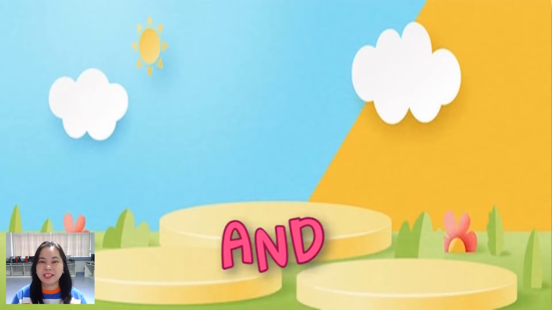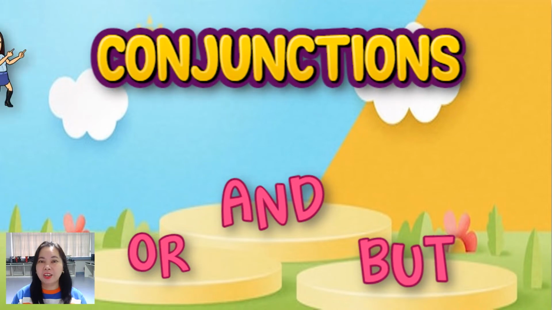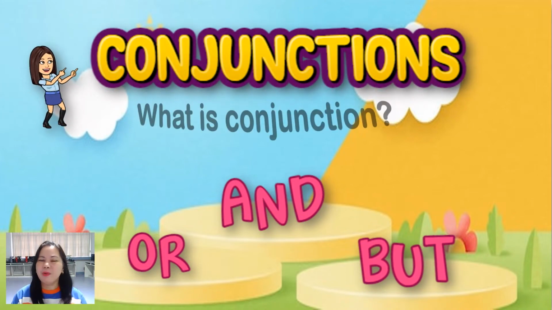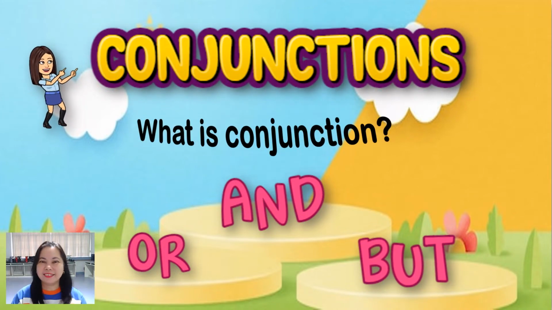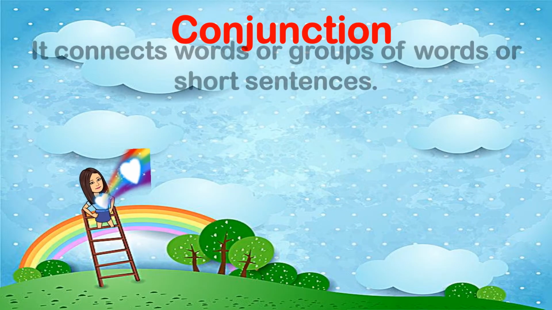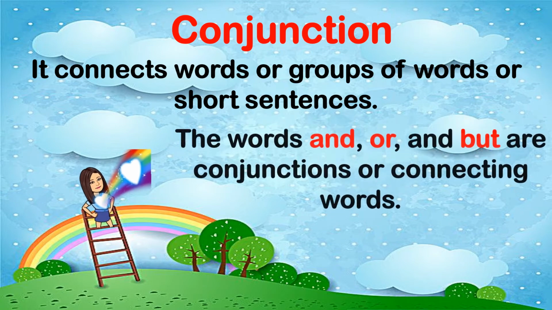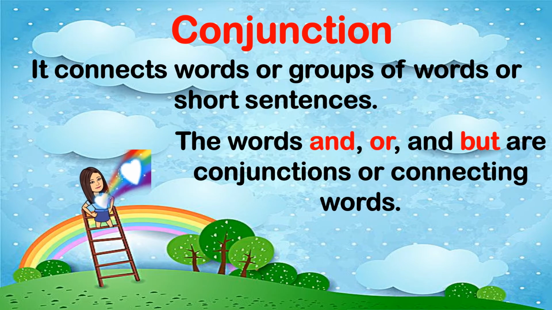The words and, or, and but are conjunctions. What is conjunction? Conjunction. It connects words or groups of words or short sentences. The words and, or, and but are conjunctions or connecting words.